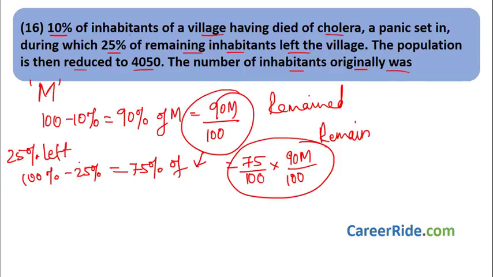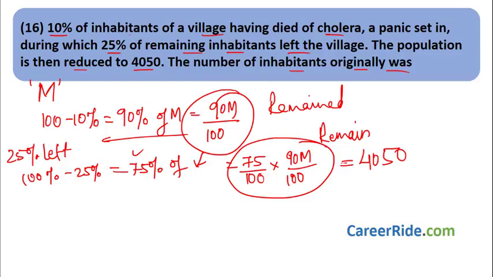See, percentage is always subtracted from 100%. Here they have not said overall 25% left. What they said was that whatever is the remaining population, out of that 25% left. So the remaining population we have to consider as 100%. Out of that 25% left and 75% remained. So remaining people are 75 upon 100 into 90M upon 100, but they have already given that after these 25% left, the population was reduced to 4050. That means only 4050 people were left in the village. That is nothing but this value.